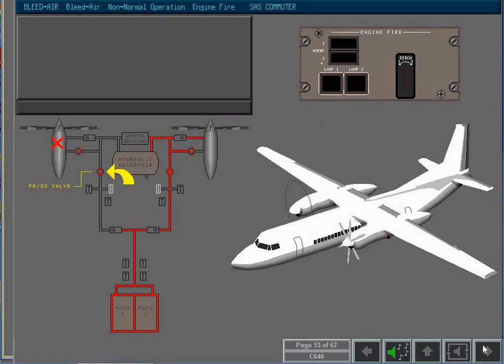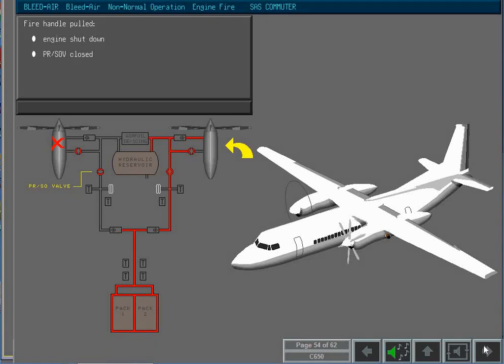If the fire handle located on the engine fire panel is pulled, the engine is shut down and the PRSOV is closed due to loss of air supply. The inoperative engine cannot provide bleed air, so it is provided by the operating engine. The check valve prevents bleed air from the operating engine leaking into the failed bleed air system. This ensures a continuous supply for bleed air consumers. Economy mode is automatically selected.